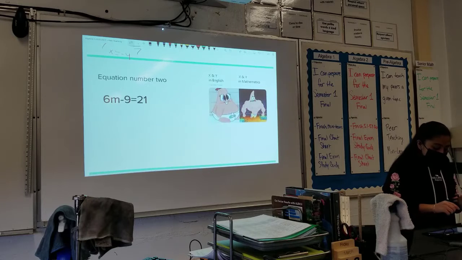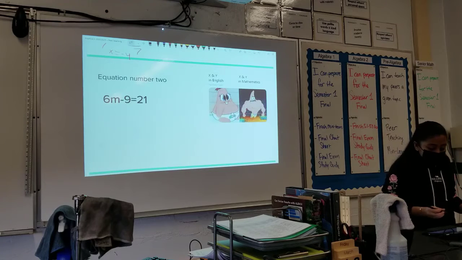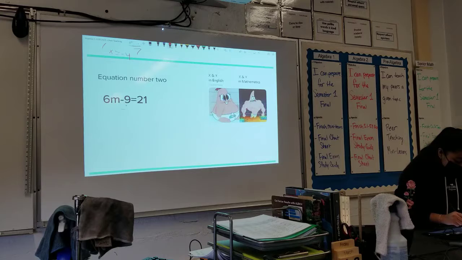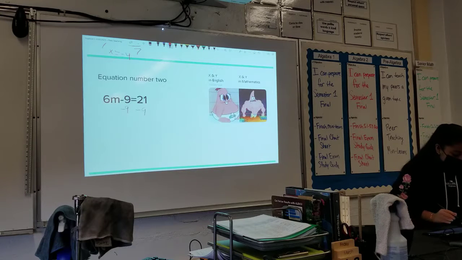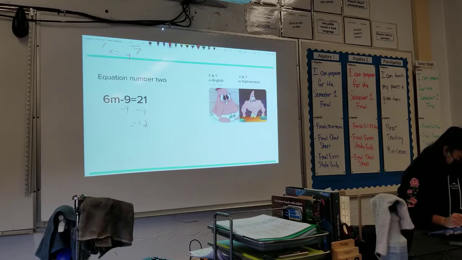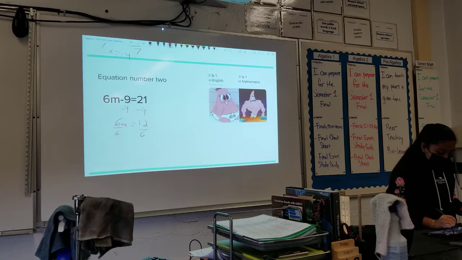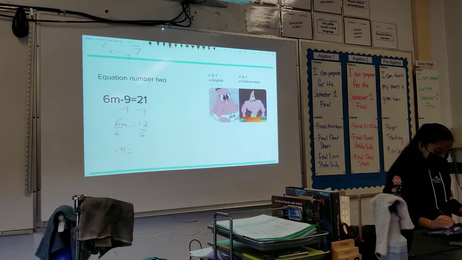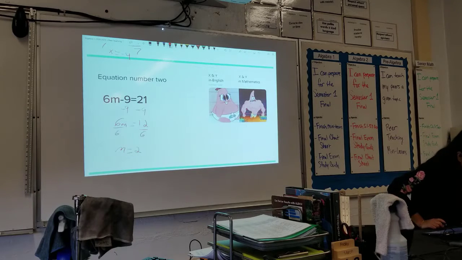The second equation, you only have x on one side, so you have to subtract 1 time. You're going to subtract 9. You get 12. And then you're going to divide again. And you get 2.